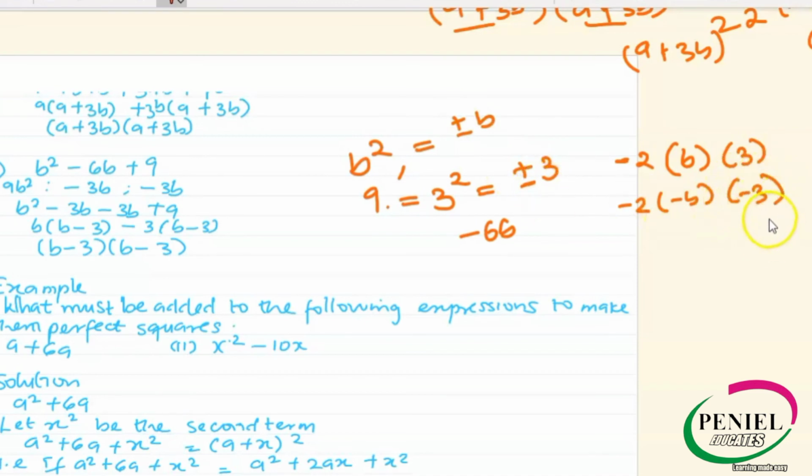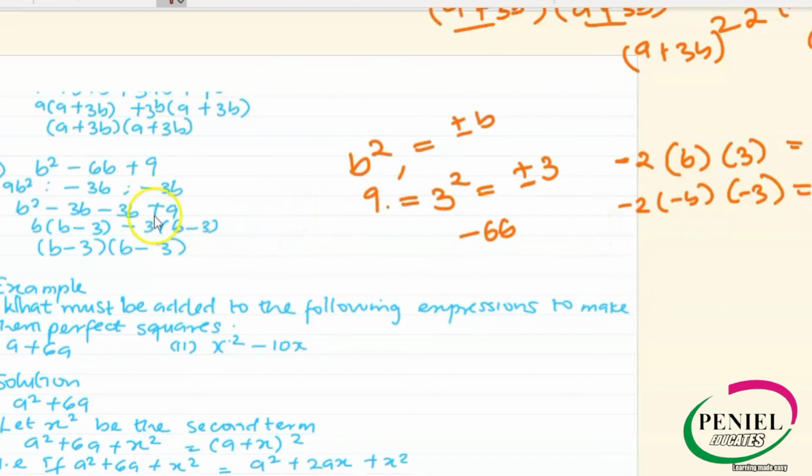Alright, so if we multiply this together, this is going to give us a minus 6, a minus 6b. If you do this together, this minus b times positive 3 is going to give you a minus 6b. So it means this expression is a perfect square.